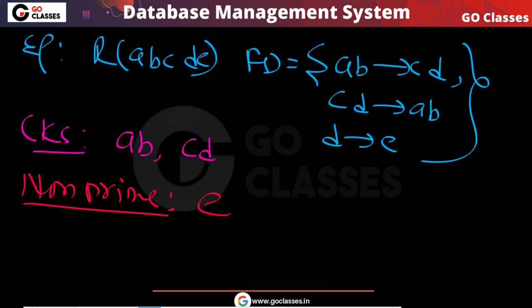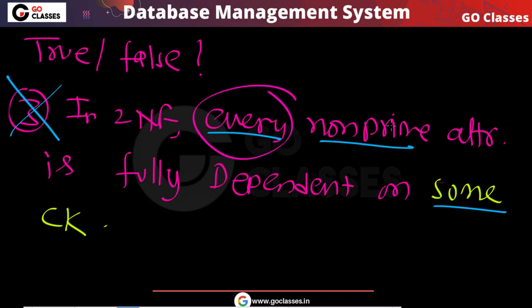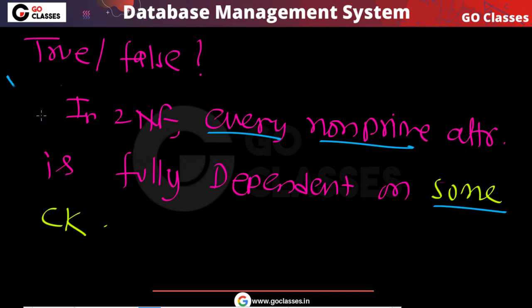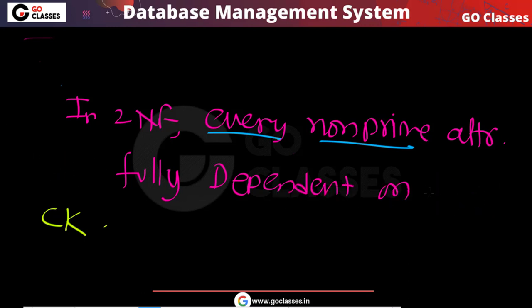But remember, in 2NF, a statement saying every non-prime attribute is fully dependent on some candidate key is wrong, because every non-prime attribute must be fully dependent on every candidate key. The point is very simple: in 2NF, every non-prime attribute must be fully dependent on every candidate key.